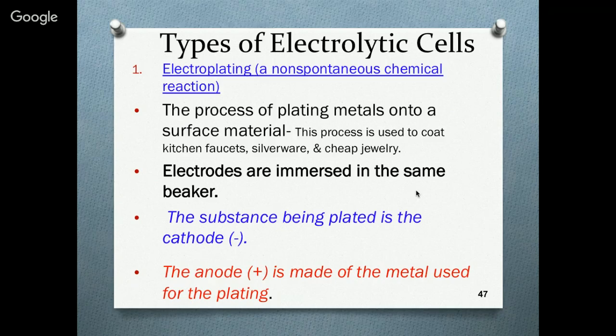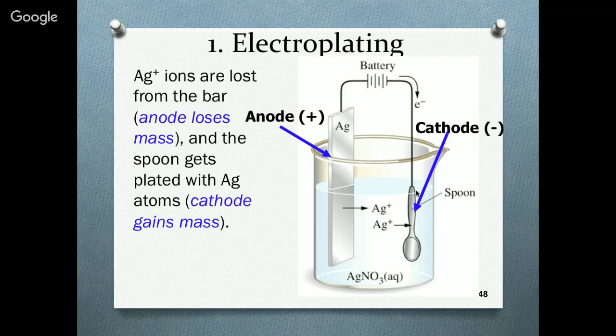The anode is going to be positive, and that's made up of the metal that you want to plate onto your substance. So here's a picture of an electroplating setup. You see a spoon. We want to plate the spoon with silver. So the spoon is the object. The object in this type of cell is always going to be the cathode. The object is the cathode, and it's negative.